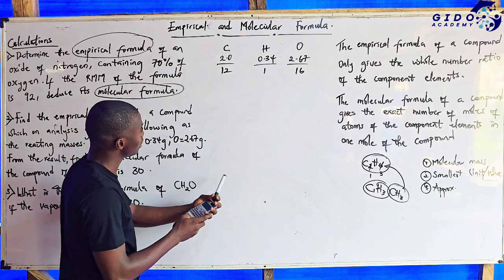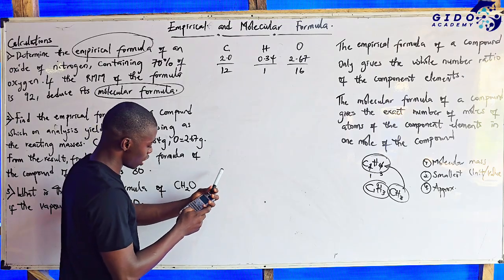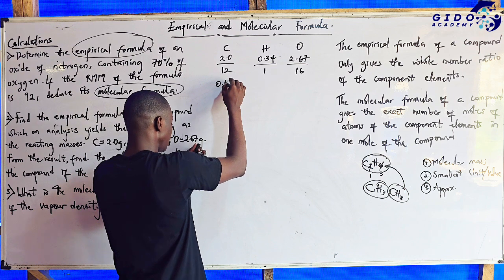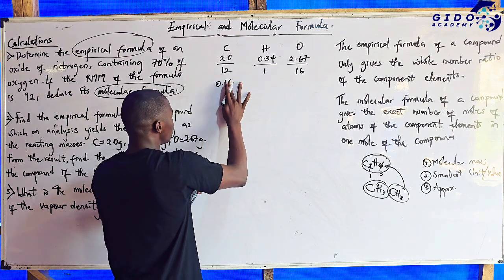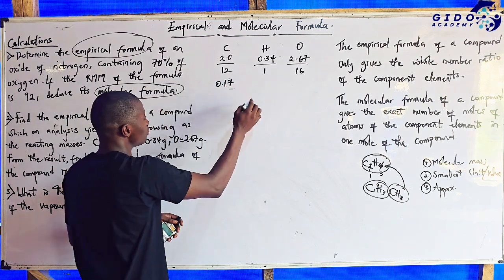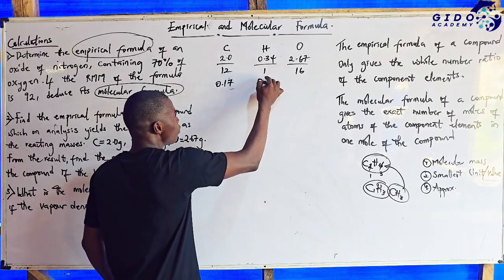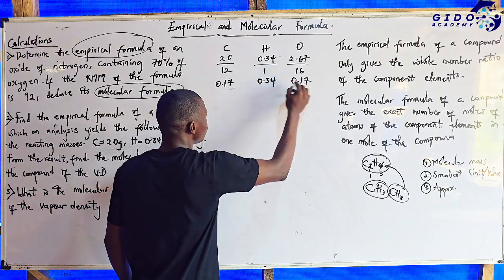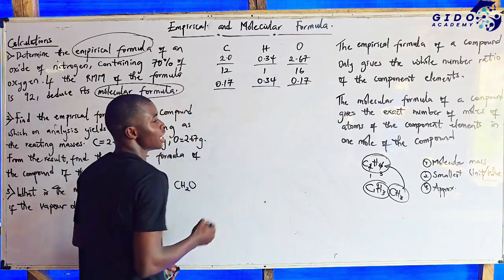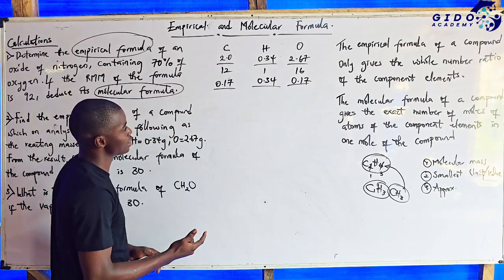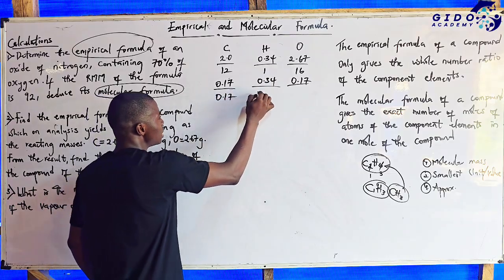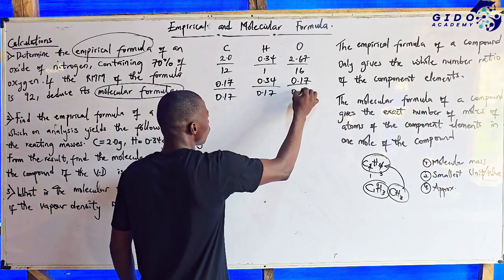So if you divide 2.0 divided by 12, we are left with 0.16. Let's just approximate to 0.17. Here is going to give us 0.34. Then here is going to give us 0.17. So if these are the three values, which of the values is smallest? We have 0.17 there as the smallest. So here will be 0.17, 0.17, 0.17.